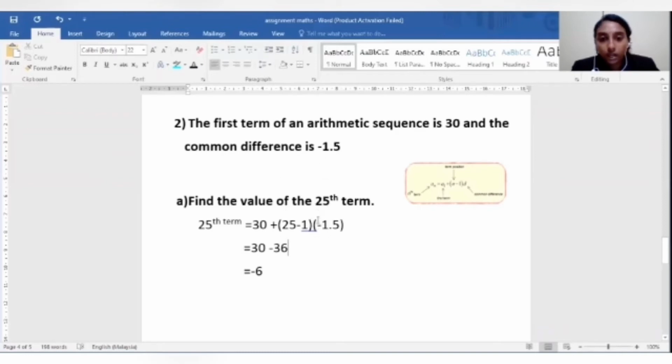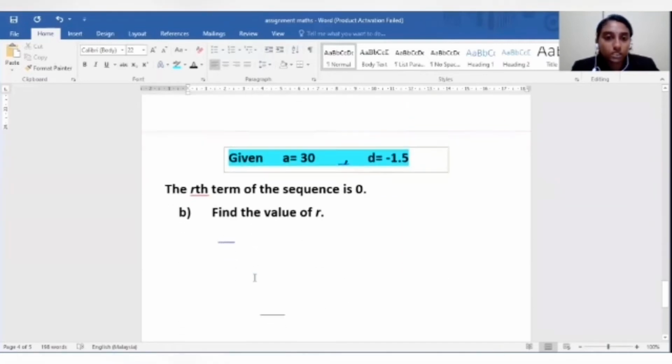So if we calculate this, we will get 30 minus 36. So the real answer is negative 6. It's actually quite a simple question.